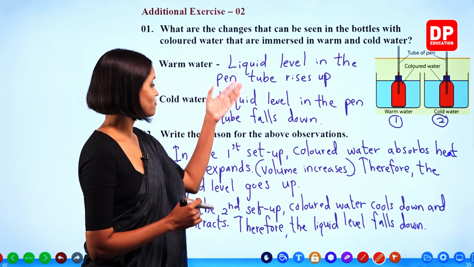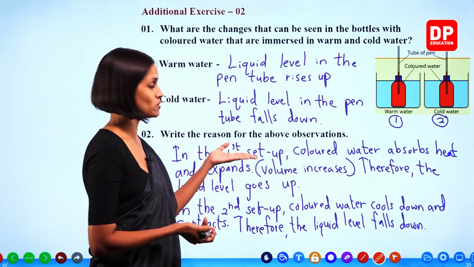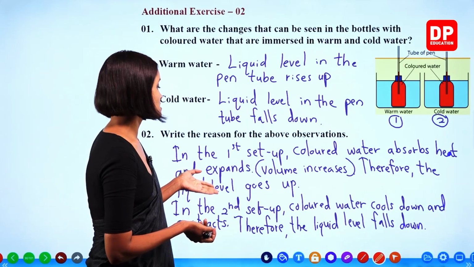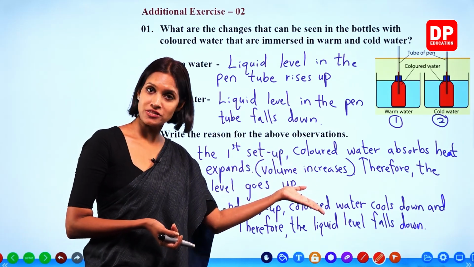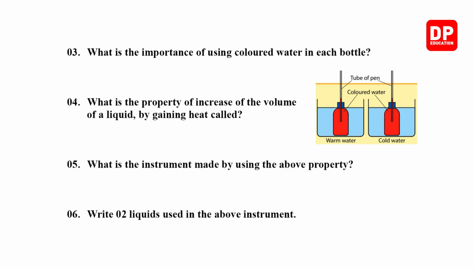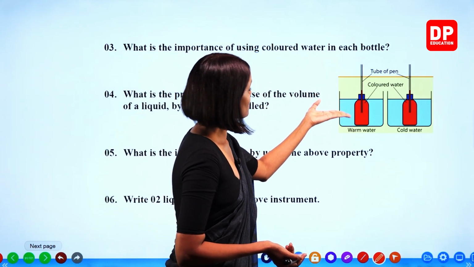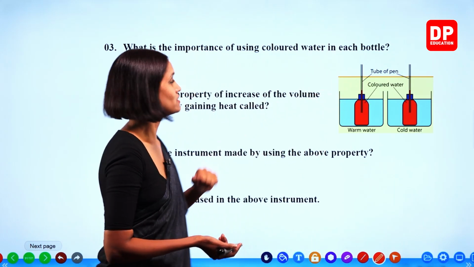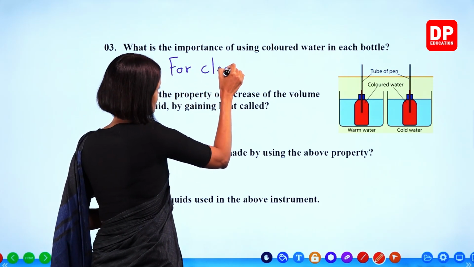Write the reason for the above observations. In the first setup, colored water absorbs heat and expands, which means volume increases. Therefore, the liquid level goes up. In the second setup, colored water cools down and contracts. Therefore, the liquid level falls down. What is the importance of using colored water in each bottle? So we can clearly observe the increase and decrease in the levels of water, right? For better observation, for clear observation.